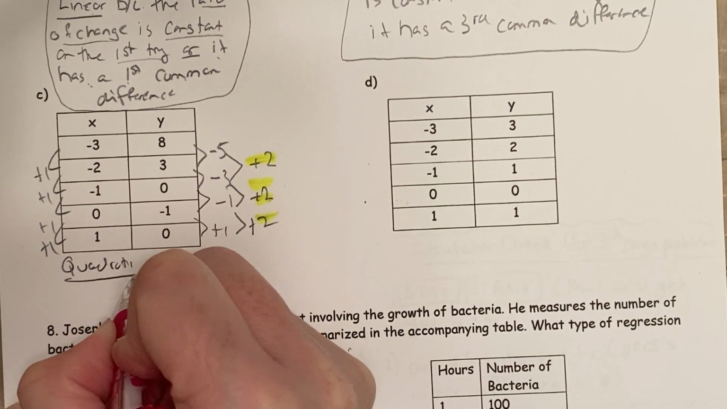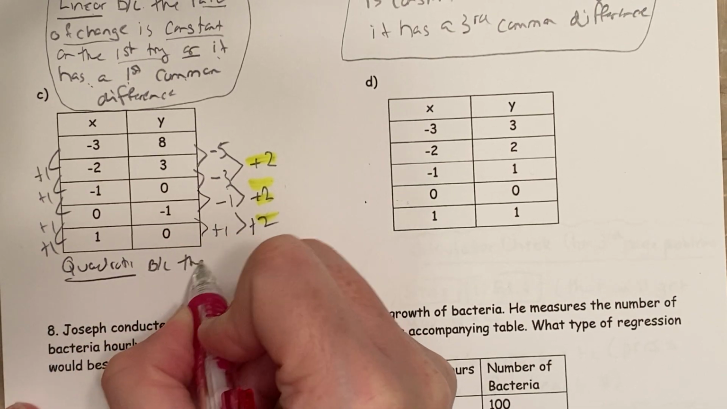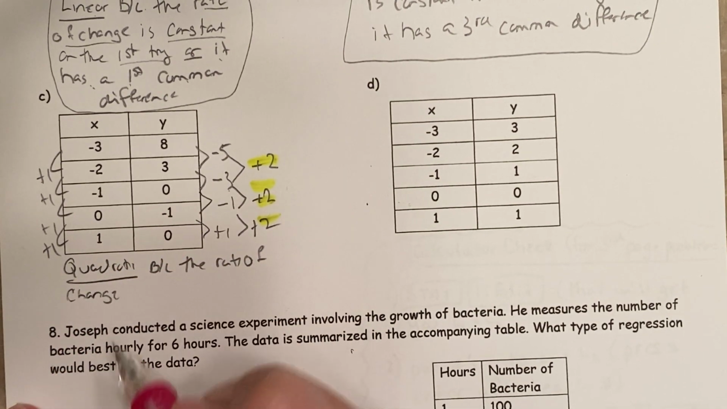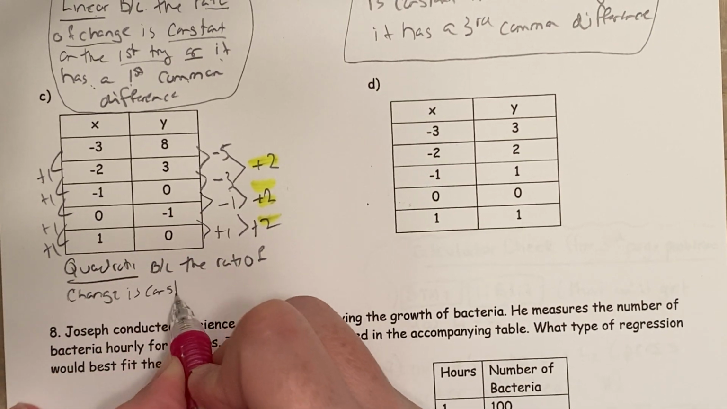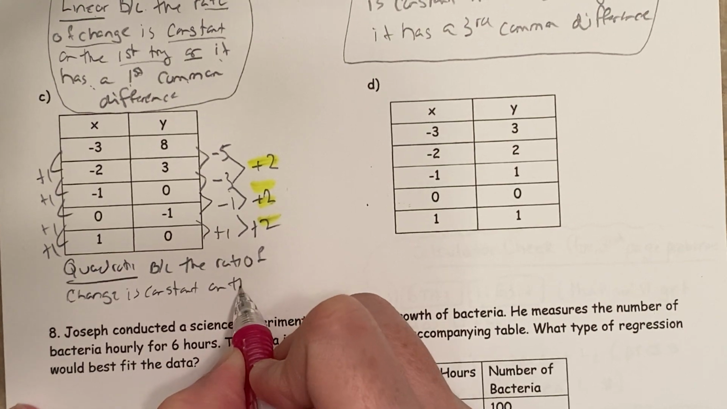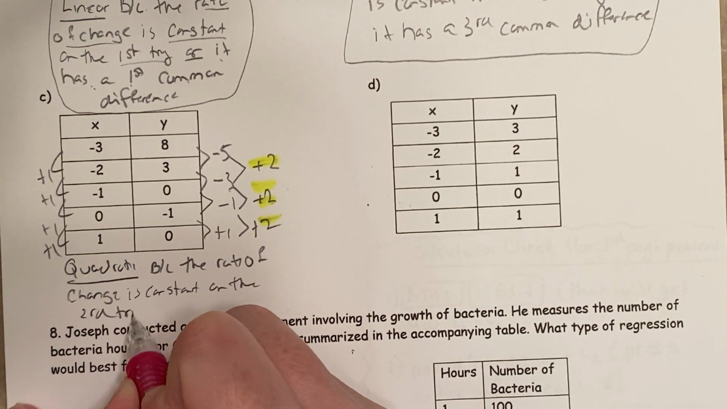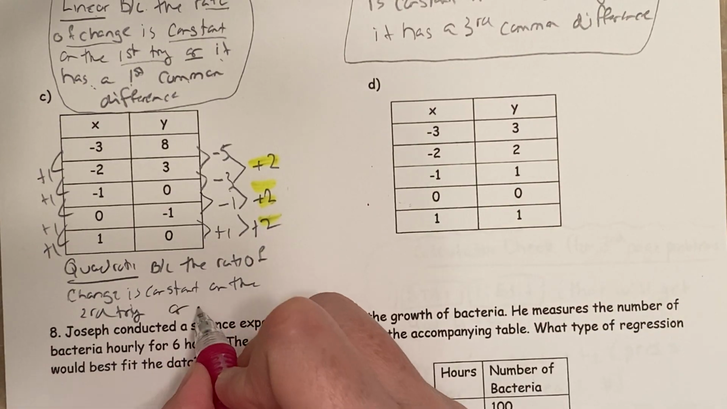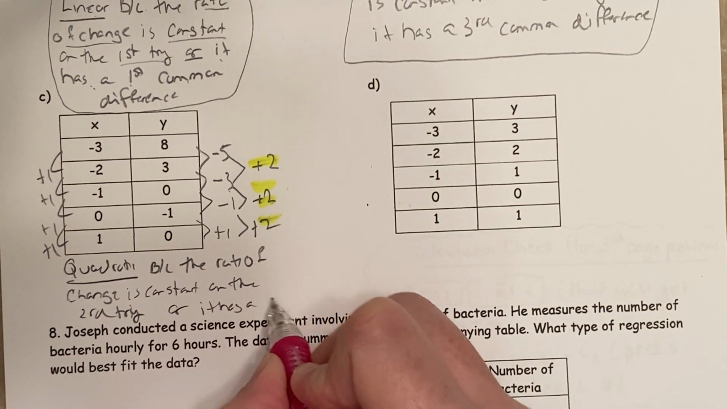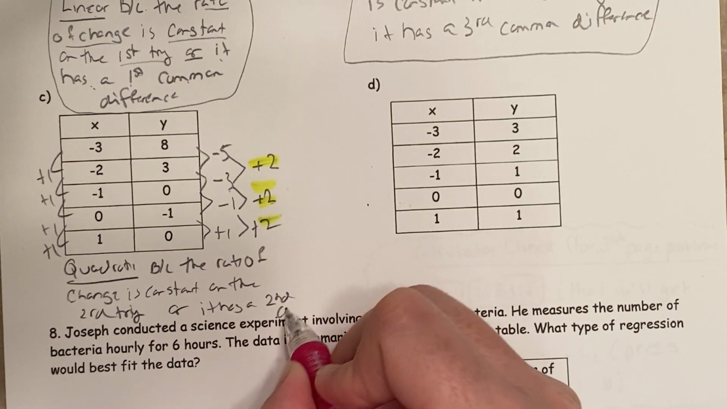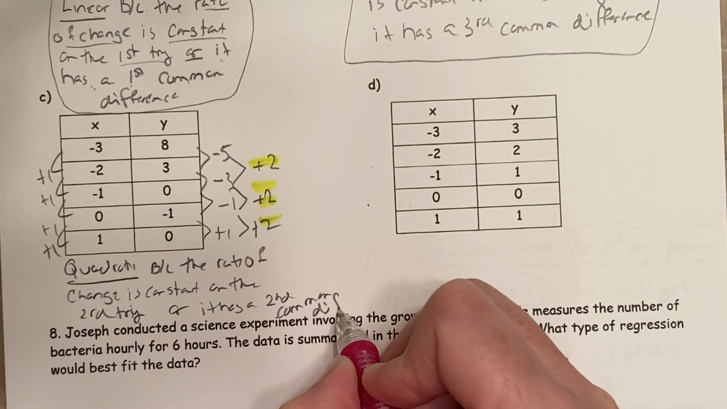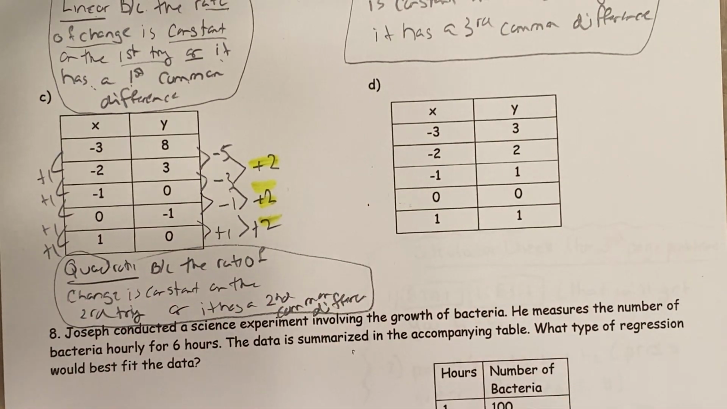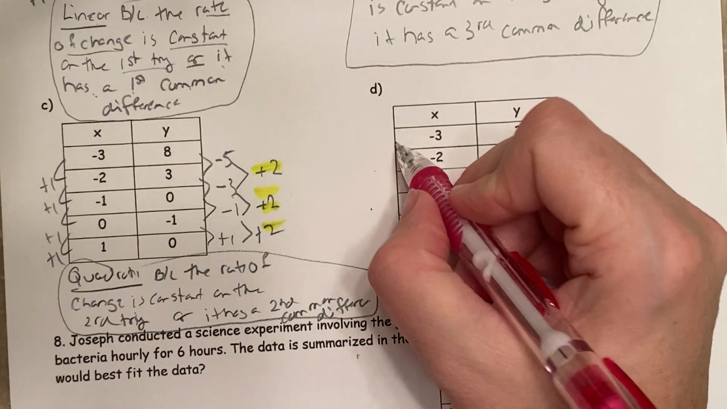So quadratic because the rate of change is constant on the second try, or on the second time, trial, whatever you want to say, or it has a second common difference. Second common difference. All right, moving right along.